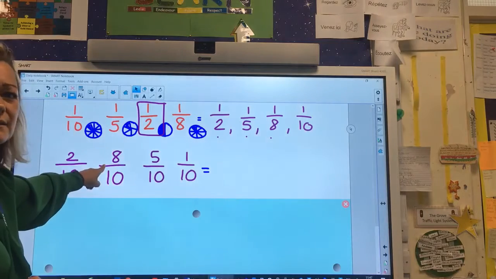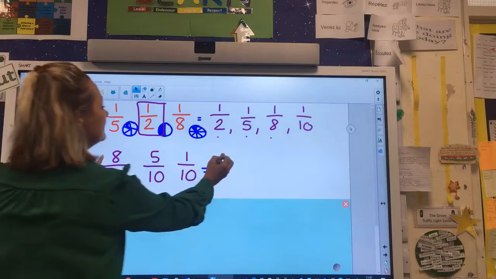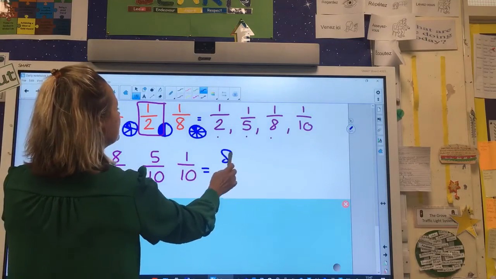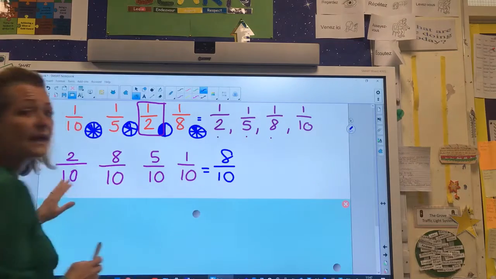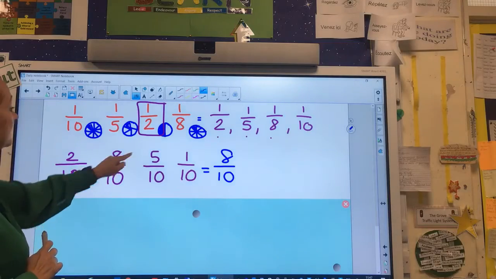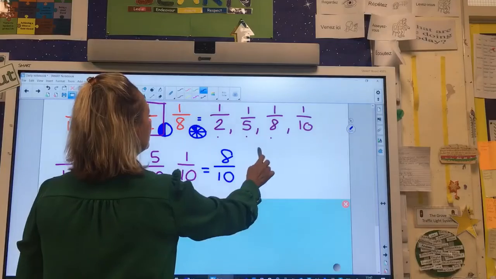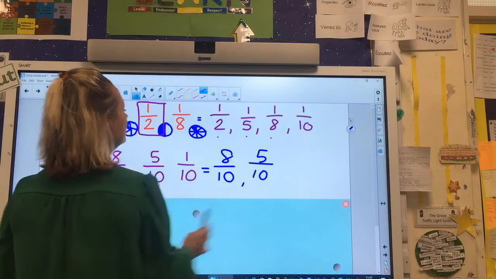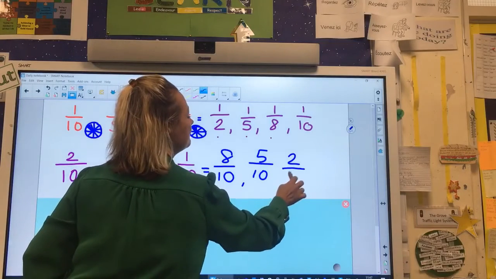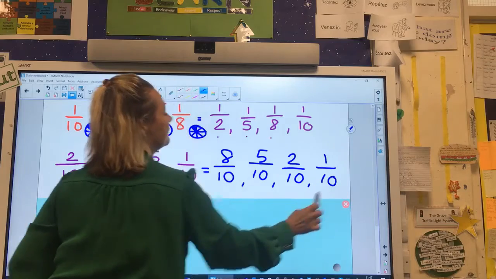I'm going for the biggest number on the numerator. This is saying I've got 8 of those tenths. This is my biggest number. So 8 tenths is my biggest fraction out of this list. My next biggest fraction, so it's the next biggest number on the numerator. So I've got 5 tenths. And then I know that if I've got 2 tenths, that's definitely bigger than only having 1 tenth.